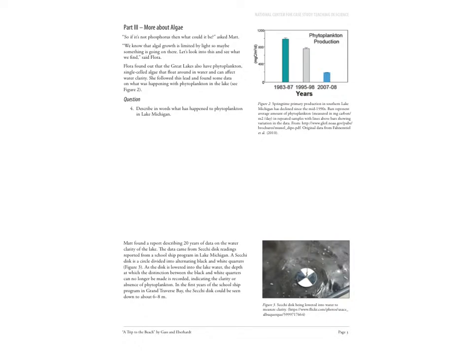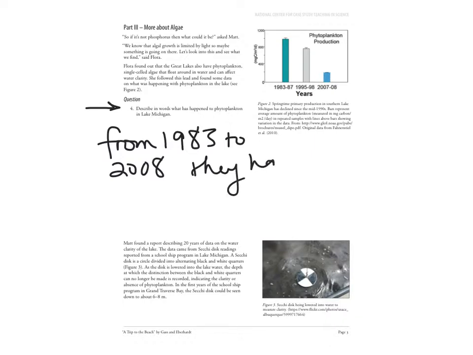So let's go back to the question that we've been asked. Describe in words what has happened to phytoplankton in Lake Michigan. I would say that between 1983 and 2008, they have decreased. So from 3 to 2000. So again, you have to give a time frame. Things are relative. Let's go to the bottom of the page now.